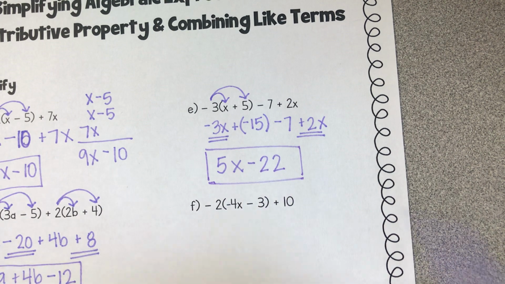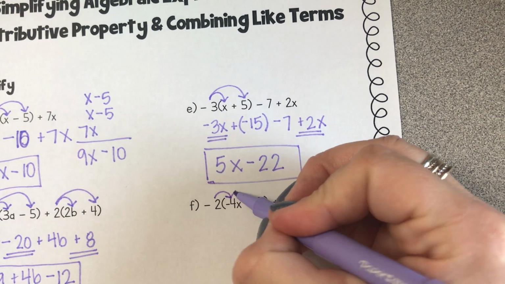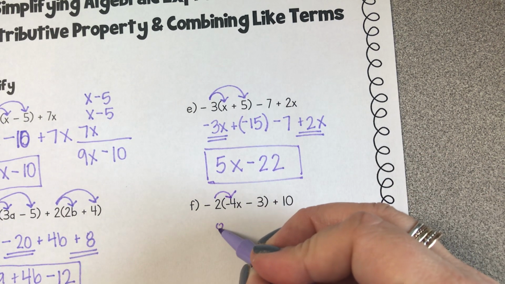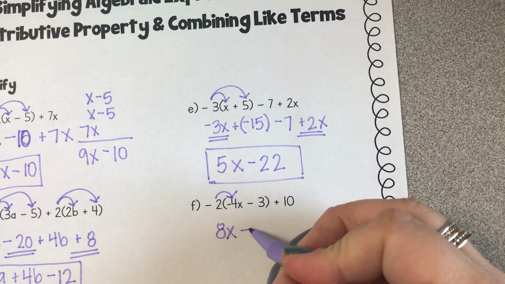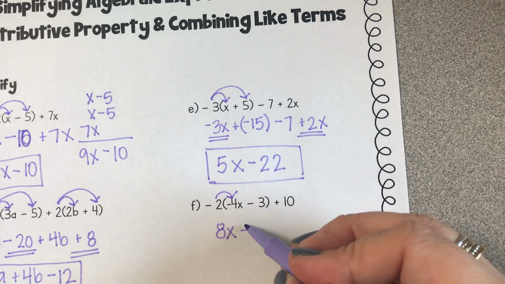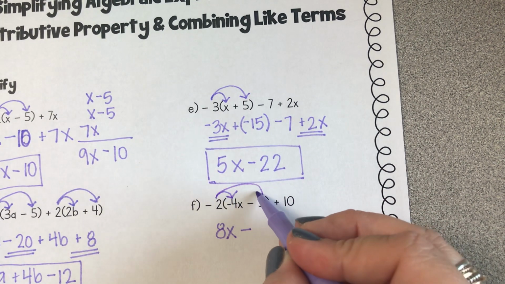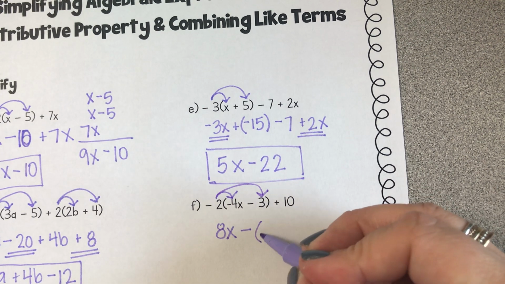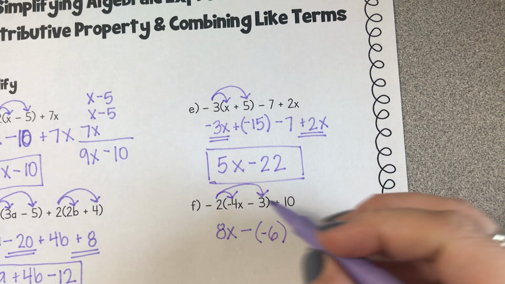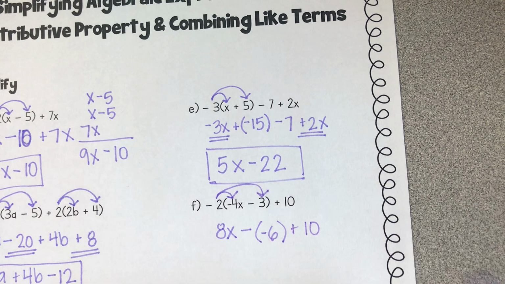Okay, let's look at letter F. Negative 2 times negative 4x is positive 8x. Bring down my minus sign because that's a minus. And then negative 2 times 3 is negative 6. And then plus 10, because I haven't done anything with that plus 10.